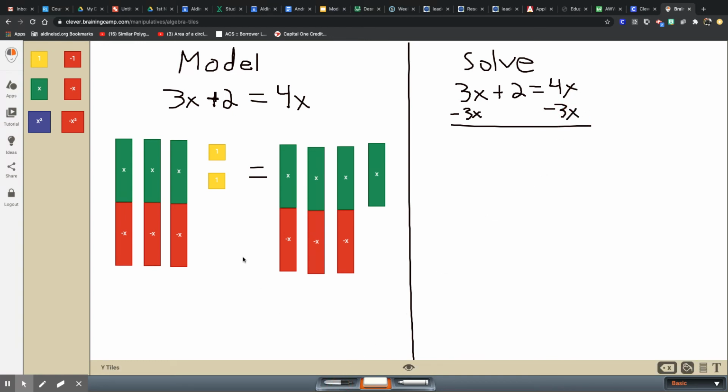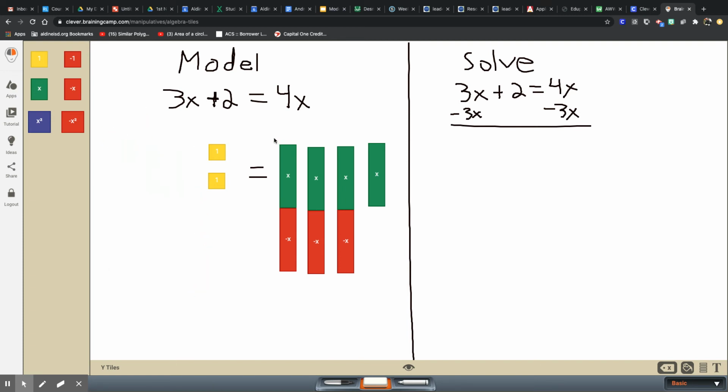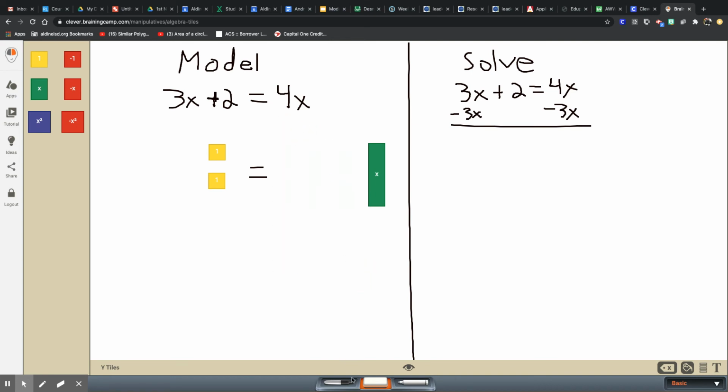Now let's go ahead and cancel out or get rid of those 0 pairs. Anytime I've got a green and red together, I can get rid of them. So I've got 3 here I can cancel out, and I've got 3 here I can cancel out. So I did 3x minus 3x, which is 0. That's gone. I'm left with my positive 2 is equal to 4x minus 3x gave us 1x.